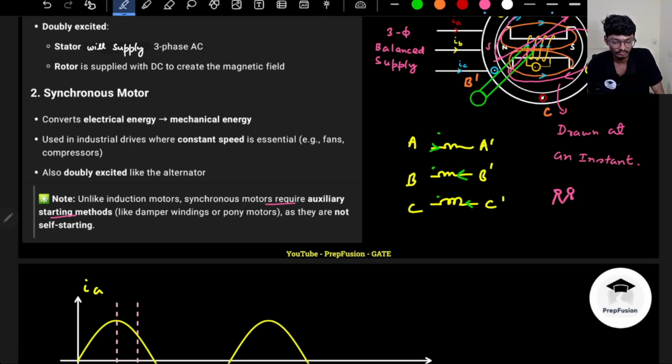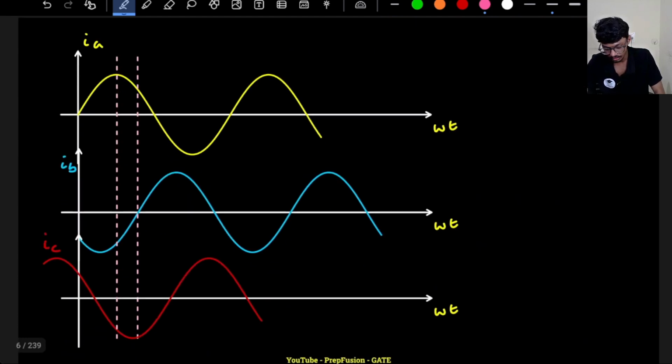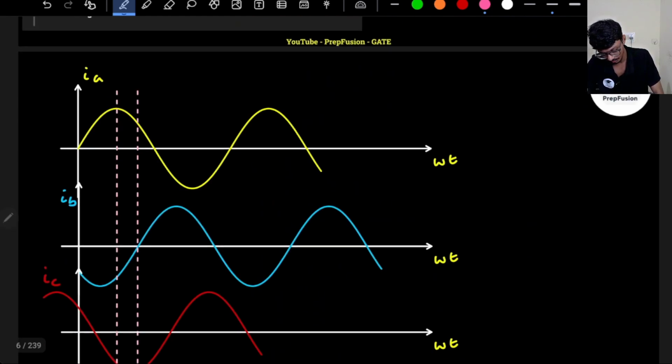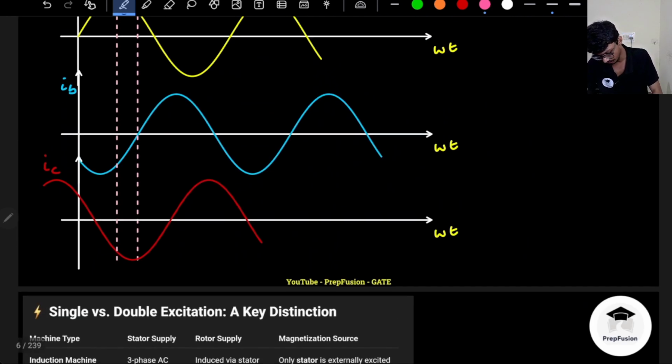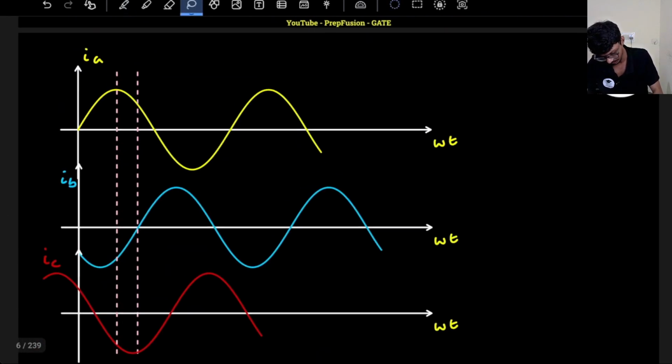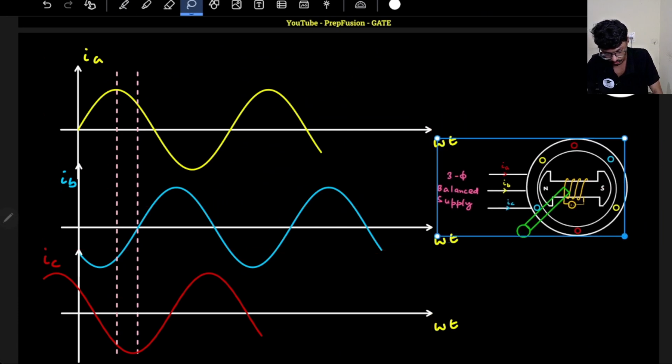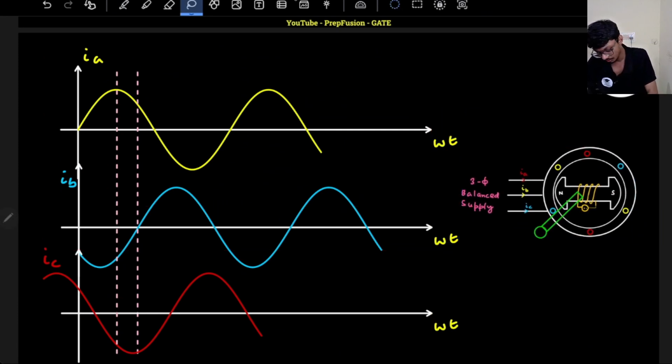Basically, the induction machine was inherently starting. Why was it inherently starting? Because initially I have this rotor. Previously, in the induction machine I'm talking about, I did not have any excitation here. So the stator magnetic field was rotating, flux was getting cut in the rotor, and due to the slip and all those things, the rotor started to rotate because it has to reduce the speed difference between the stator magnetic field and the rotor magnetic field.